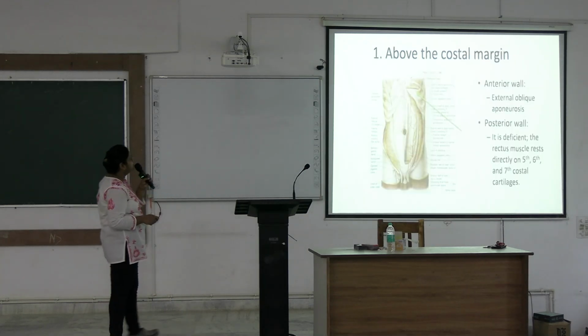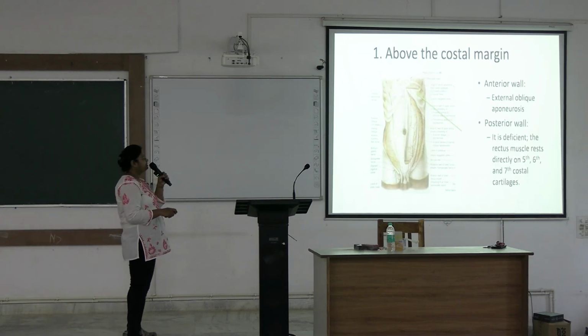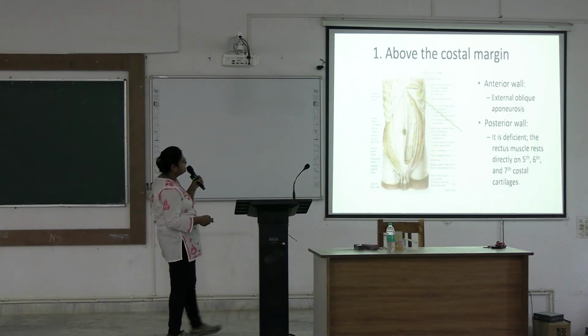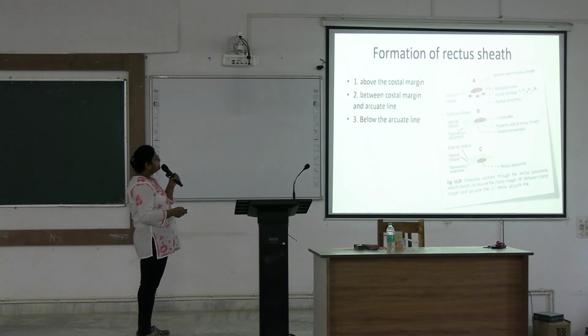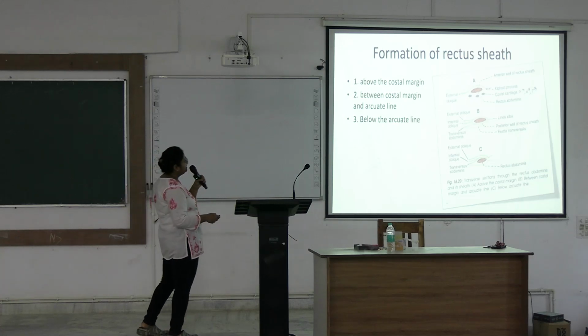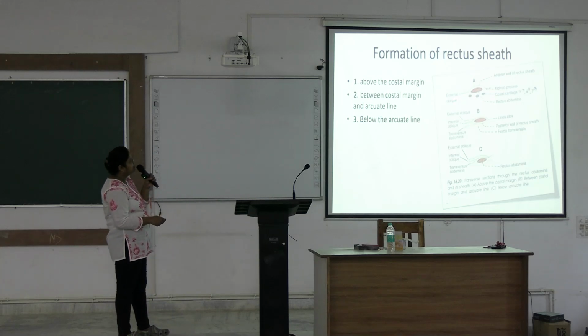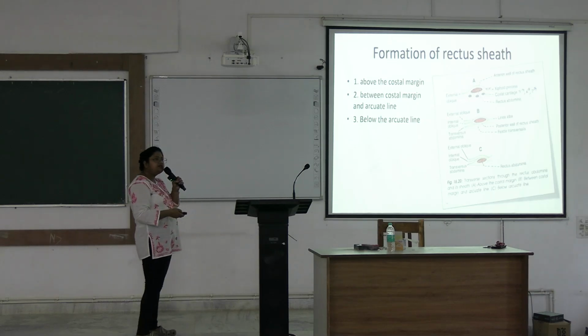So above the costal margin, the anterior wall is formed by external oblique aponeurosis, and the posterior wall is deficient here, and the rectus muscle rests directly on the 5th, 6th and 7th costal cartilages. You can see in this cross section, this is the external oblique aponeurosis forming the anterior wall. Posteriorly, it lies directly over the costal cartilages. So, level A is above the costal margin. Next, this is level B, between the costal margin and the arcuate line.